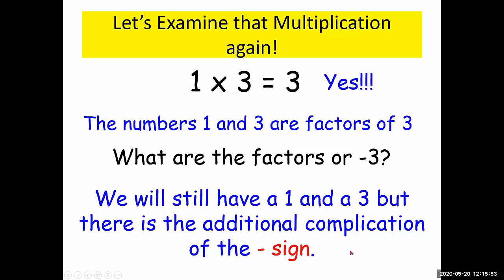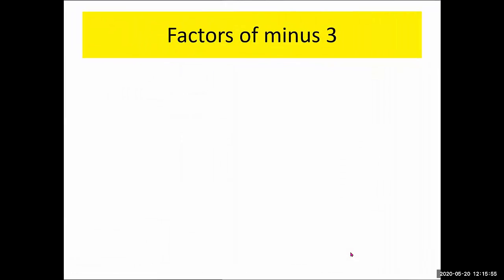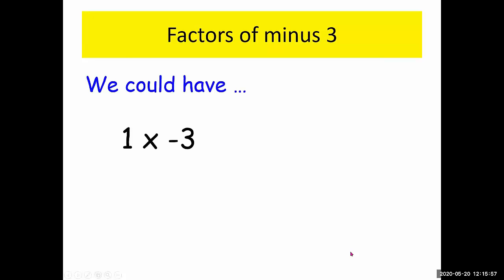So we've got to write that in somehow. And what we're going to do is this. We could have a 1 times a minus 3. So 1 is a factor and minus 3 is a factor. Or we could have minus 1 is a factor and 3 is a factor. Because 3 times minus 1 will give us a minus 3. And minus 1 times 3 will also give us a minus 3. The 1 times minus 3 still means the same as minus 1 times 3.